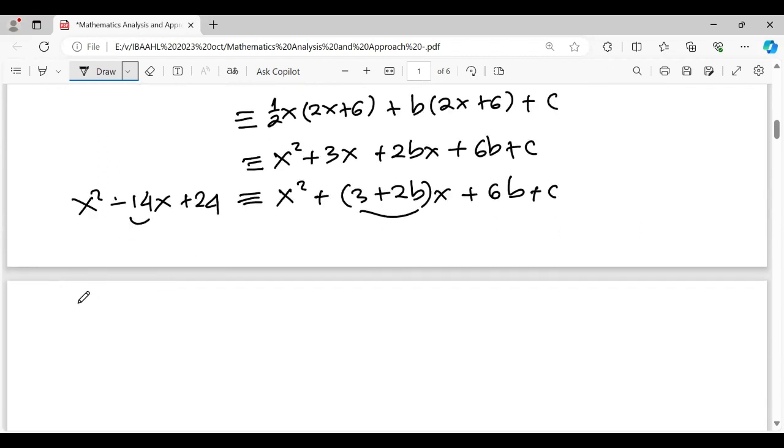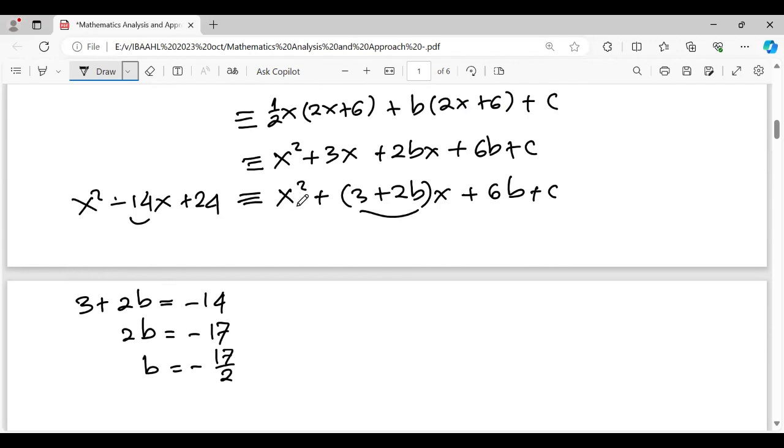So 3 plus 2b equals minus 14. So 2b equals minus 17. So b equals minus 17 over 2.